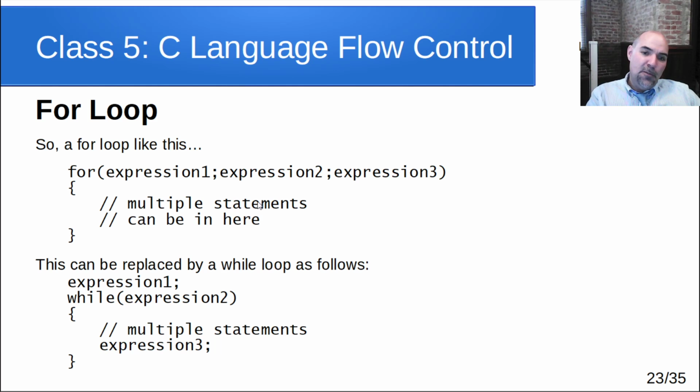So any for loop can be replaced by a while structure like this, but notice in the while structure the problem is all three of these things are spread out from each other, where it can be convenient to have them all placed together like that.